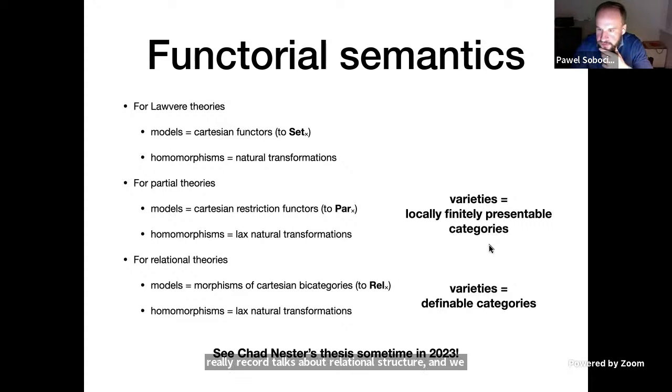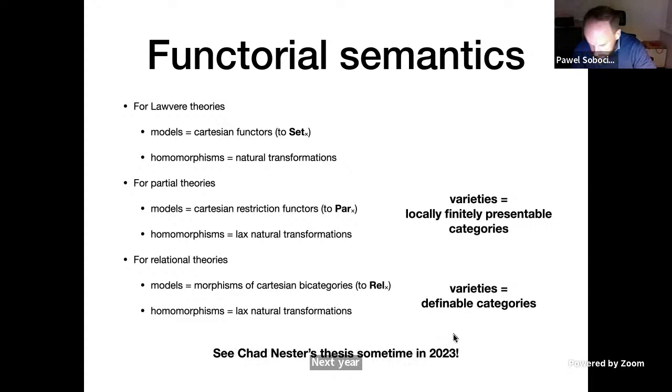So the varieties for partial theories are just locally finitely presentable categories, which I suppose is probably not that surprising if you know about essentially algebraic theories. The interesting thing is we also have a variety theorem for these relational theories. And one of my PhD students, Chad Nesta, is writing a thesis about this, and hopefully this will be complete around this time next year.